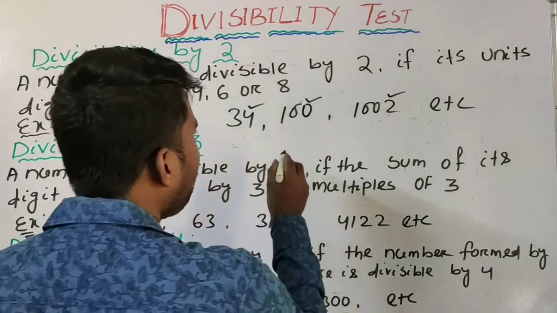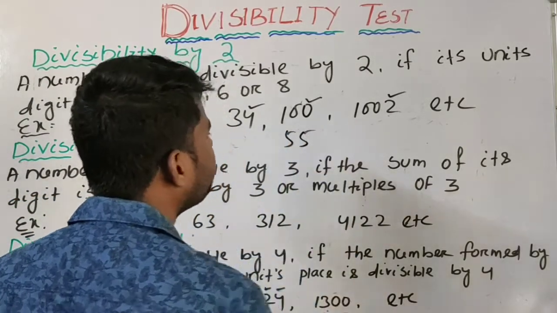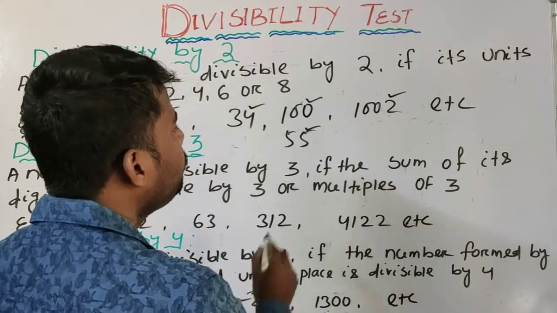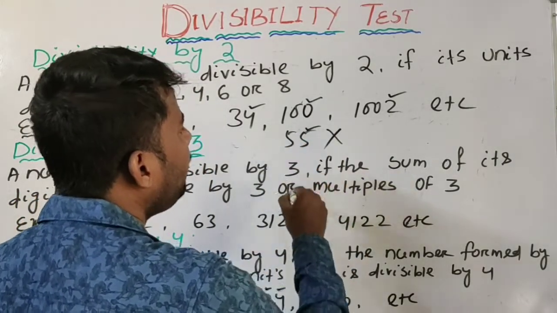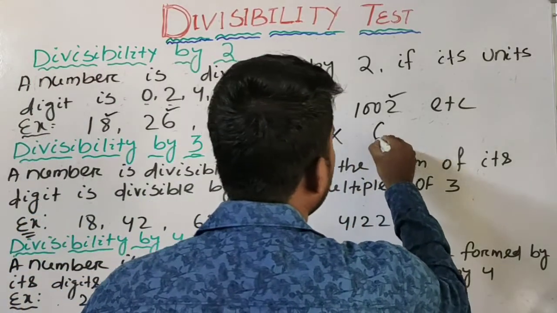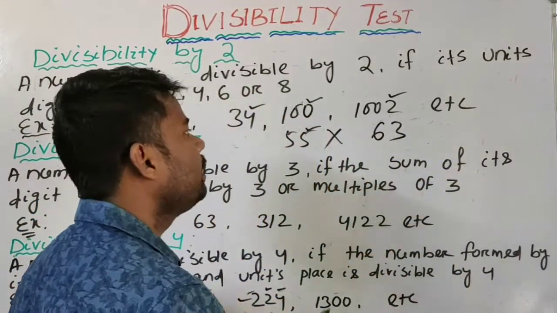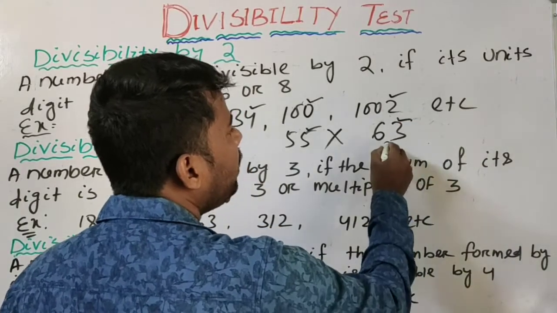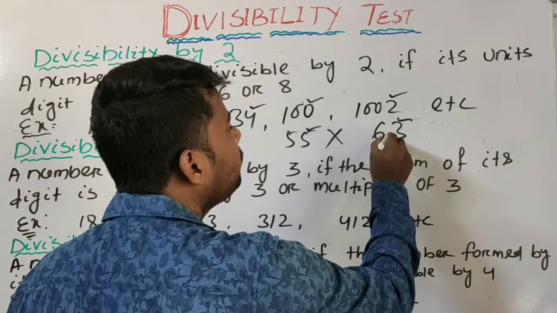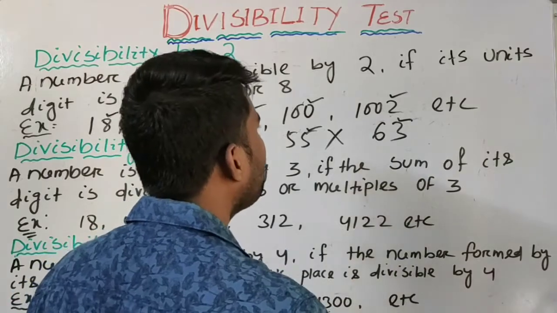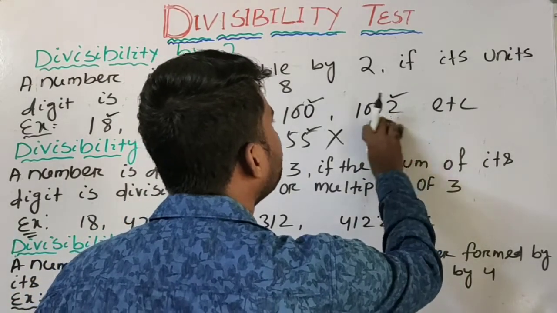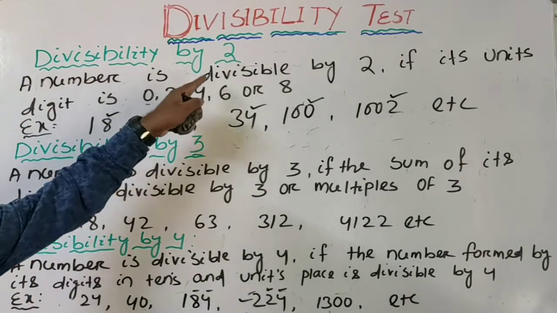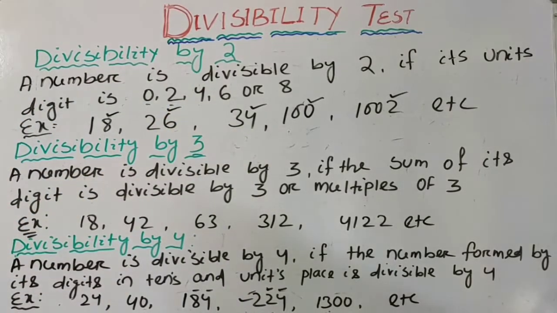And when we write, suppose, 55, it is clear that its unit digit is 5, so this number is not divisible by 2. When we write 63, its unit digit is 3, so this number is not divisible by 2. So in this way we can find out which number is divisible by 2 or not.